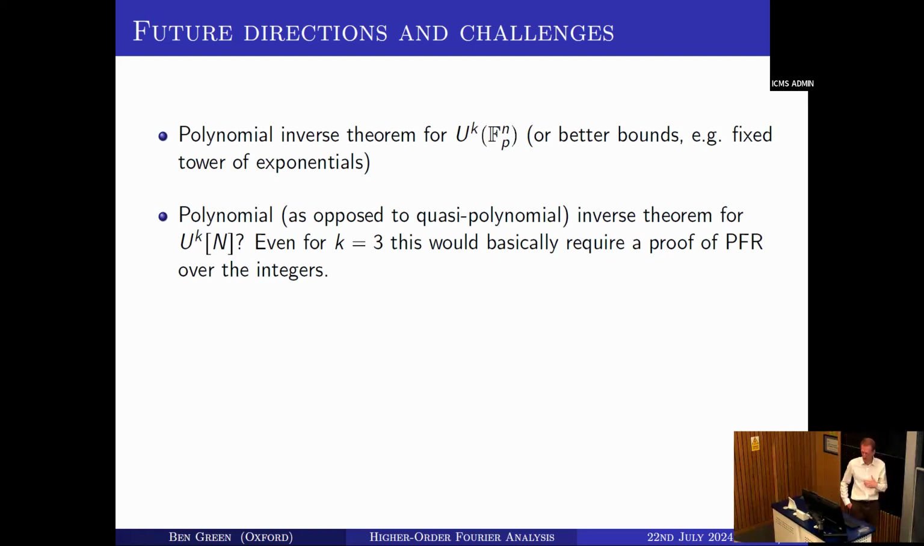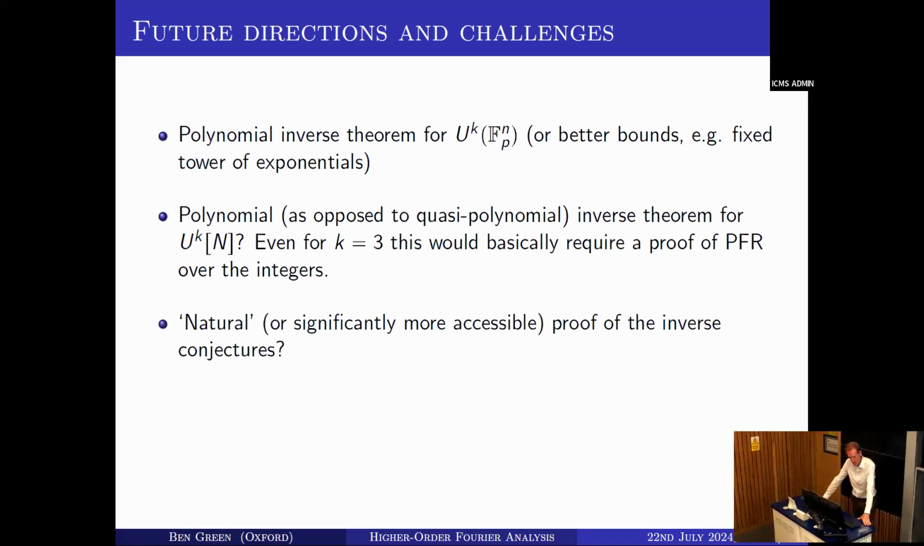So even for the U3 norm, this is basically equivalent to what we call the polynomial Freiman-Ruzsa conjecture over the integers, which is definitely not covered by this recent work of Freddie, Gowers, Terry, and myself that we'll hear about shortly. Slightly unclear to me what the applications of that might be. I think it's an interesting question, but probably the quasi-polynomial theorem is, for most practical applications, as good as you need.